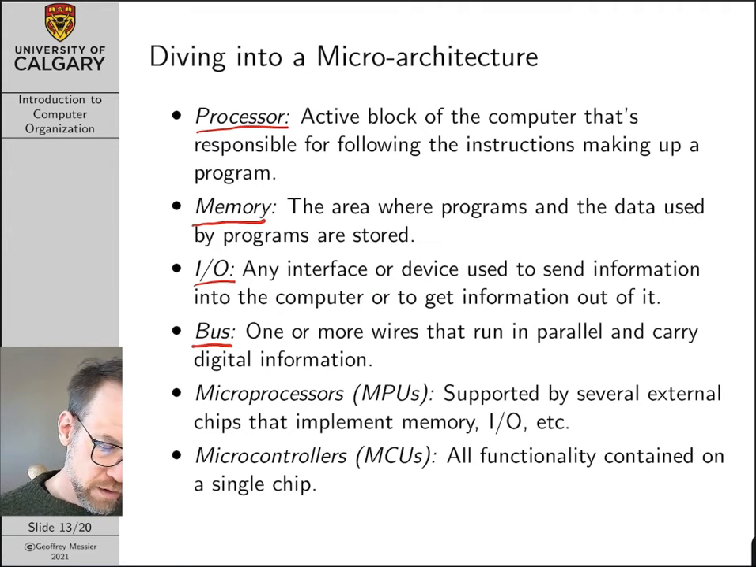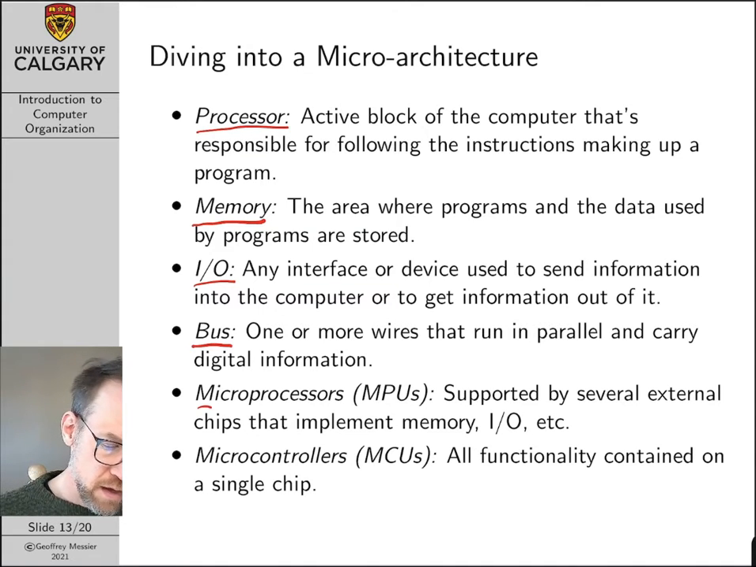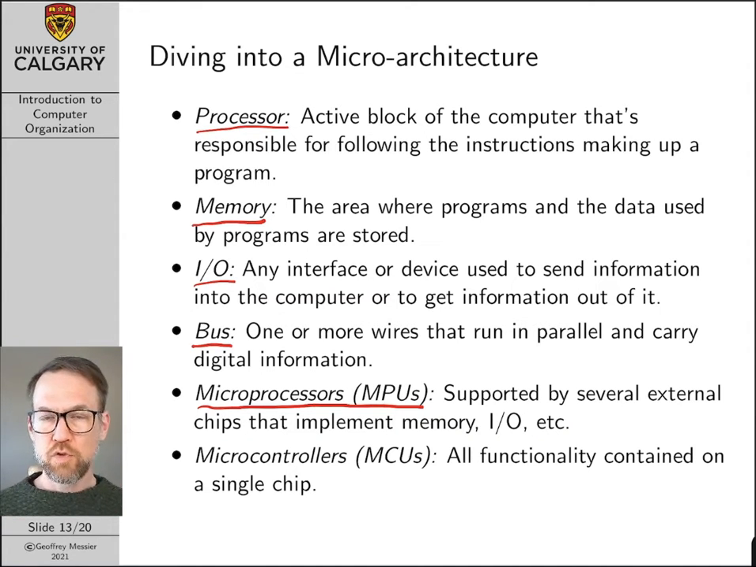Microprocessors, and you're going to hear me sometimes use the term microprocessor and sometimes the term microcontroller. And these are kind of squishy definitions. You'll hear people throw these words around to refer to a variety of different things. But in this course, the distinction we're going to make is a microprocessor is a chip that is supported by several other external chips when used as part of a computer.